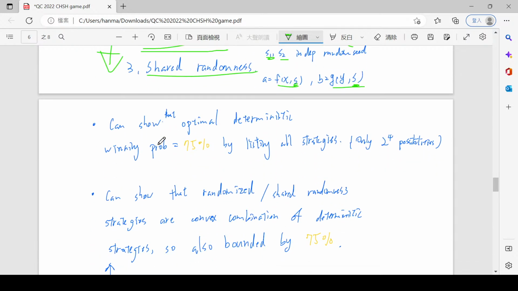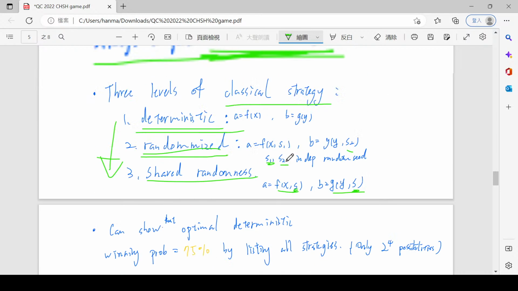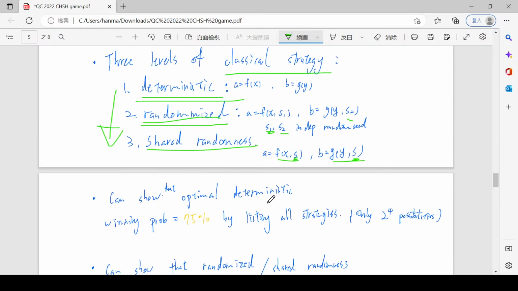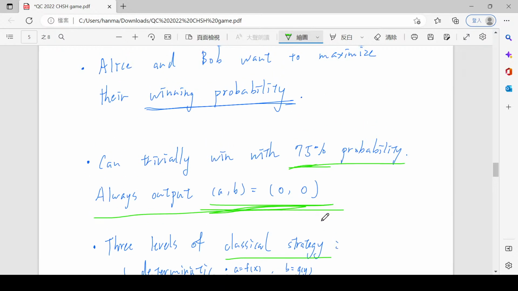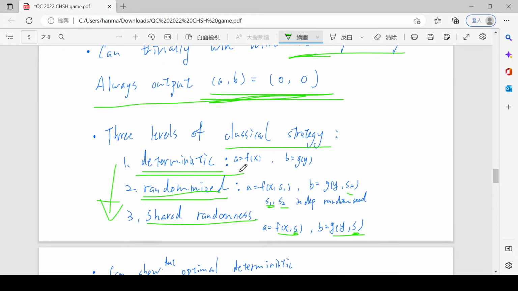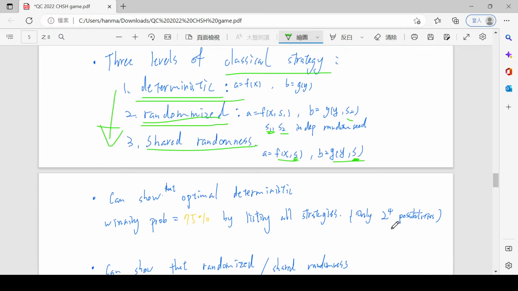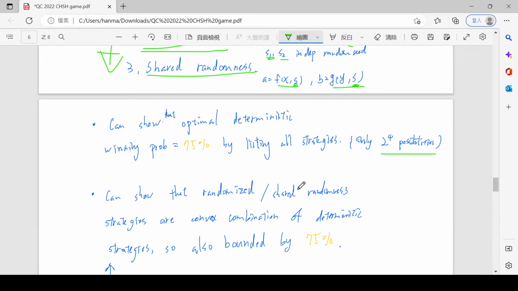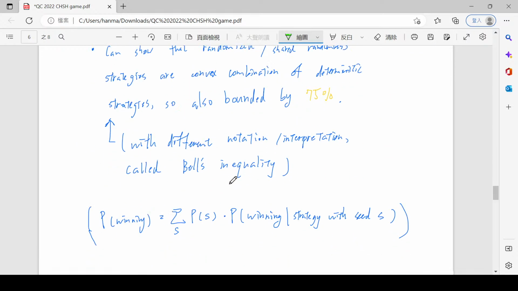And you can also do an enumeration proof, that is, the number of deterministic strategies is finite and countable. You just say what does Alice do when she sees x equal to 0, and what does she do when she sees x equal to 1, etc. And there are only 2 to the 4 possible strategies, and you list all of them, and you see this 75% is the optimal one. Okay, so deterministic strategy is pretty easy.